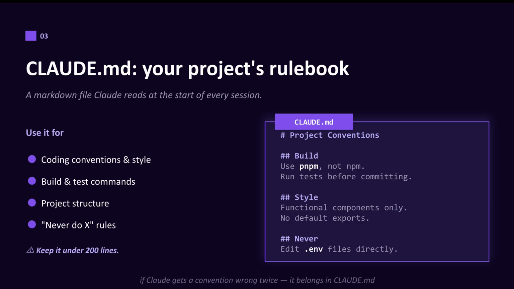One critical rule: keep it under 200 lines. If it grows beyond that, you are probably putting reference material in there instead of conventions. That's what skills are for, which brings us to skills.